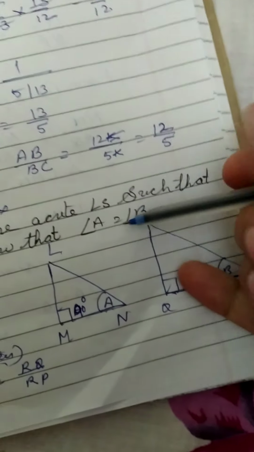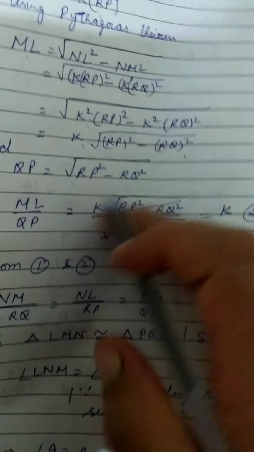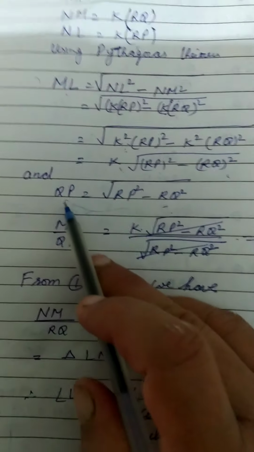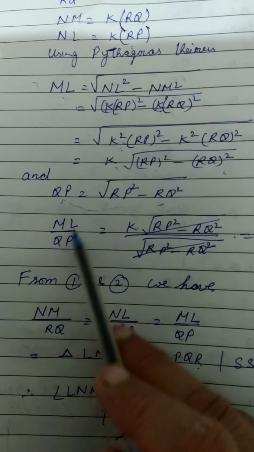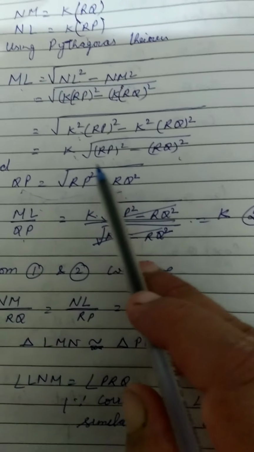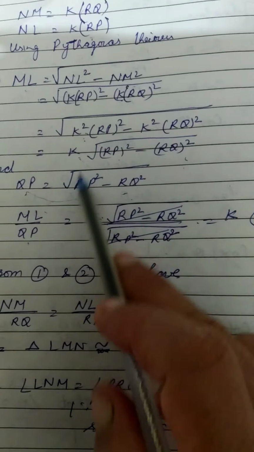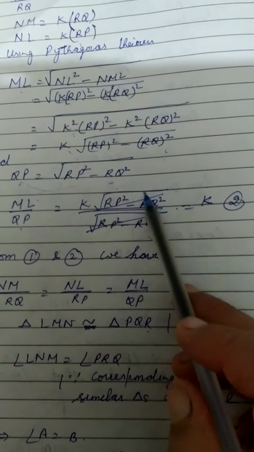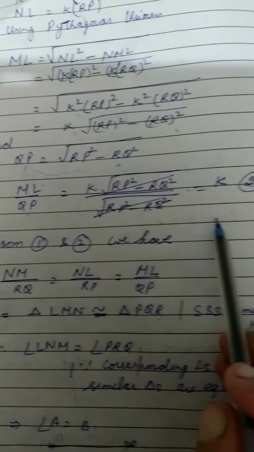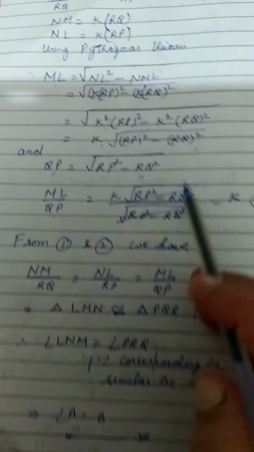And QP is equal to the square root of RP square minus RQ square. Here see, QP is equal to the square root of RP square minus QR square. Therefore this quantity is equal to QP. Then we get ML upon QP equal to K into the root of RP square minus RQ square upon the root of RP square minus RQ square. We have put the values of ML and QP. This cancels, and it is equal to K from equation number 2.